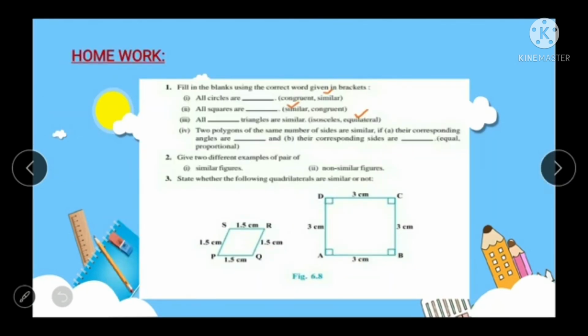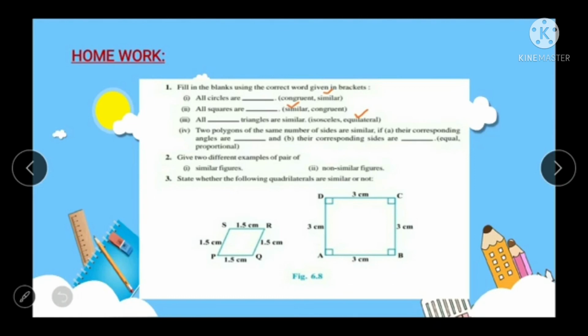Now students, we have some fill-ups. All the circles are dash, congruent or similar. They will be similar. Why? Because their radius may be different. All the circles have the same shape, but the size may be less or more. All squares are also similar. All angles are 90 degrees, but the sides may change. So they are similar.